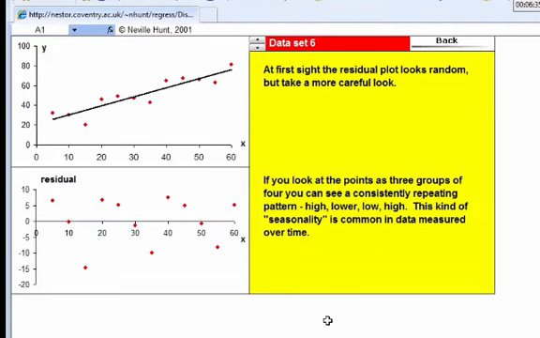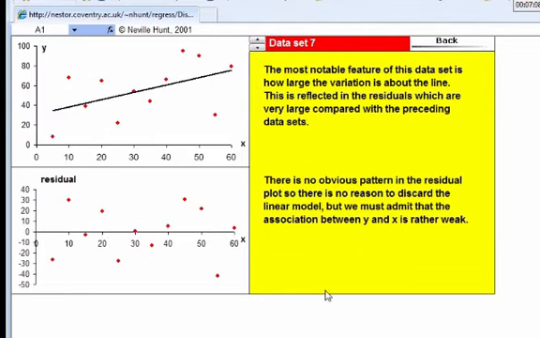At first sight, this residual plot looks random, but take a more careful look. If you look at the points, it looks like we've got three patterns going from high to low. This is not going to make a good linear model. It's not random.